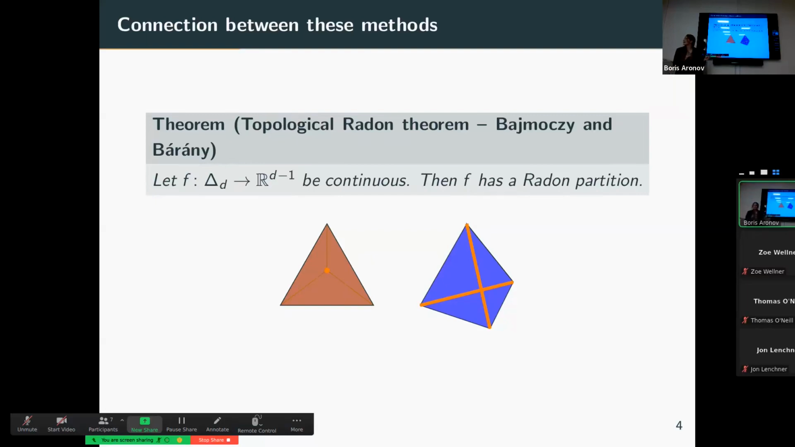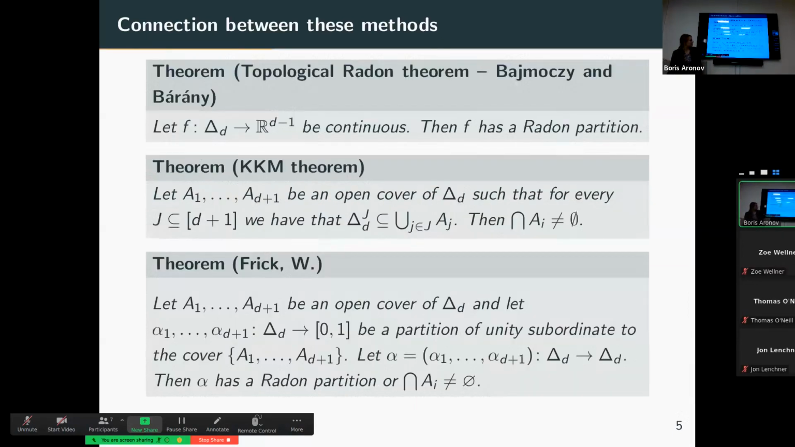But we will hopefully have enough time to get to that. And something that is known at this point, that my advisor and I showed, is that you can actually set up a duality between the KKM theorem and the Radon theorem. Given that Brouwer's fixed point theorem is actually a corollary of the Borsuk-Ulam theorem, that's not entirely surprising, but it is nice to be able to get the equivalence between the two.